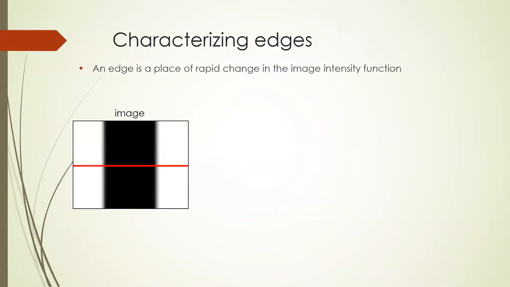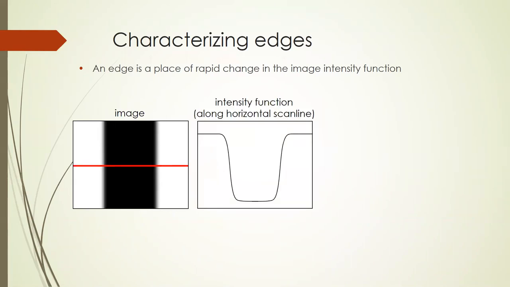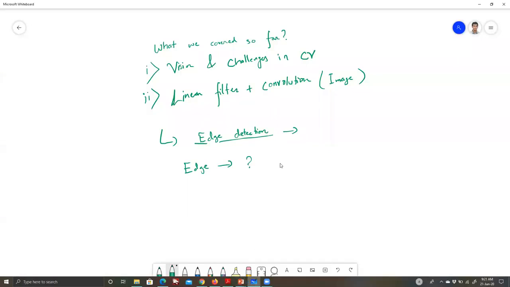Okay, so if I were to characterize it really fast, an edge is a place of rapid change in the image intensity function. So what we want to say is, if there is a sudden drop in the color or in the code of the picture, you can maybe characterize that as an edge. Okay, so how will it look? Something like this. You know what, let me draw this. It is better like this.